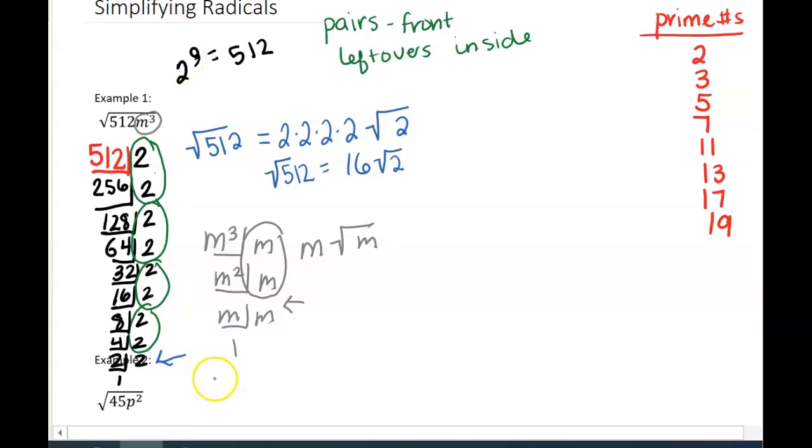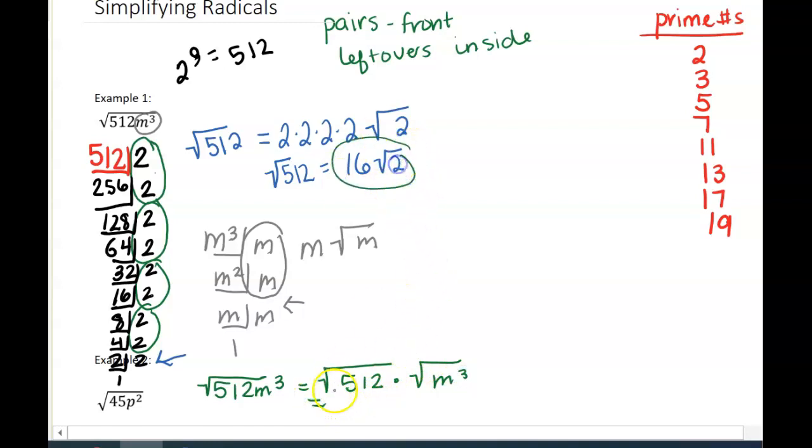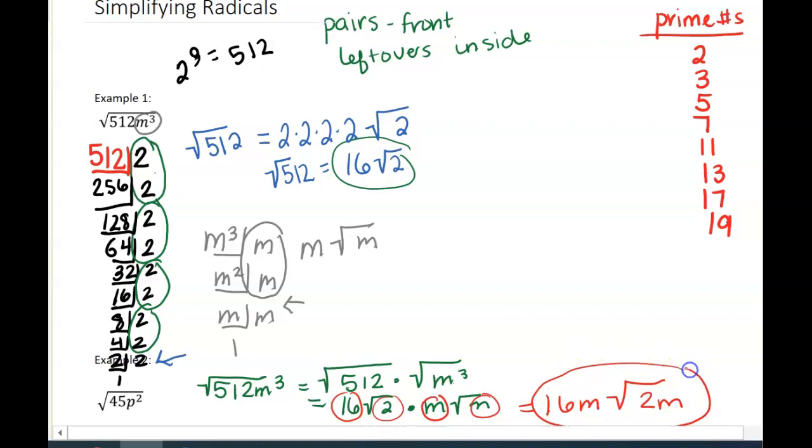Now we know that the square root of 512 m cubed is the same thing as the square root of 512 times the square root of m cubed. We know the square root of 512 we just found is 16 square root of 2, and we know the square root of m cubed is m square root of m. If you put that together, the outsides go together, so it's 16m square root of, and then the insides go together, 2m. So that's our final answer. Okay, that was kind of all over the place. I apologize.